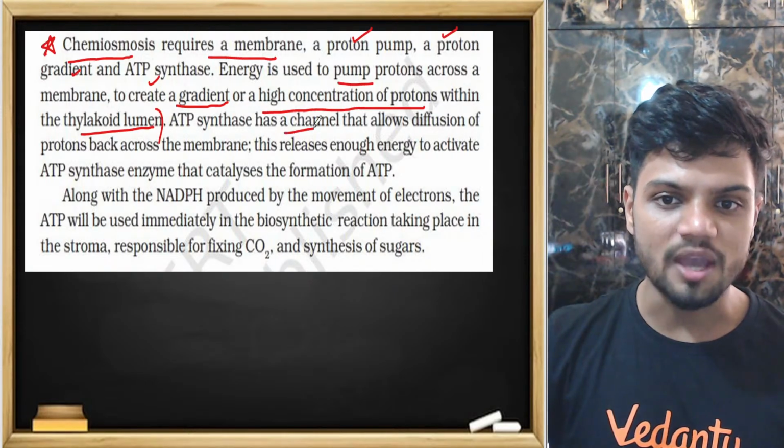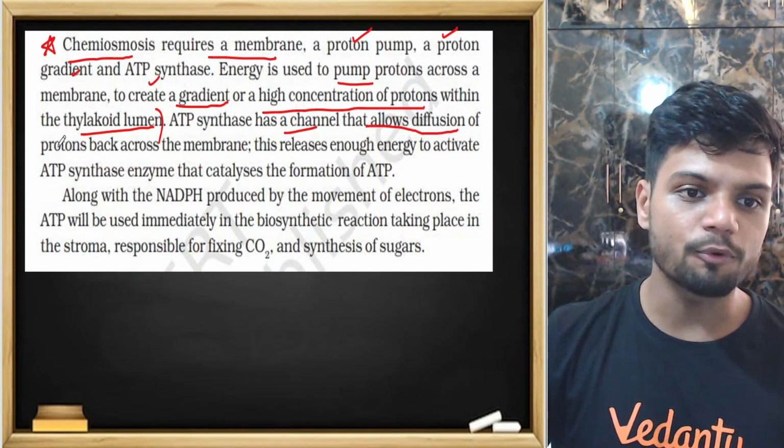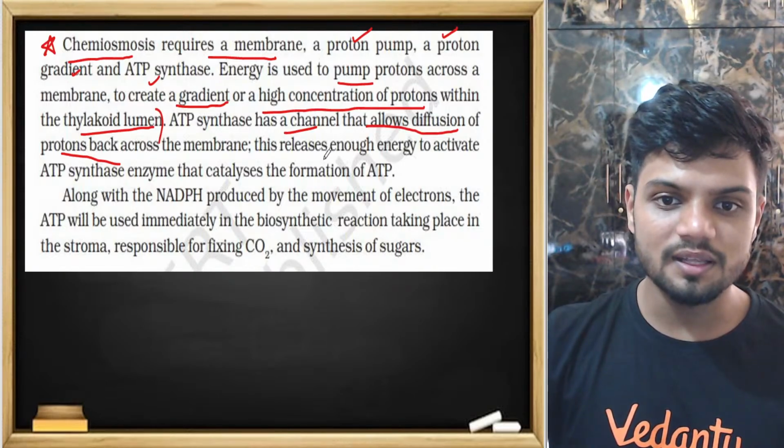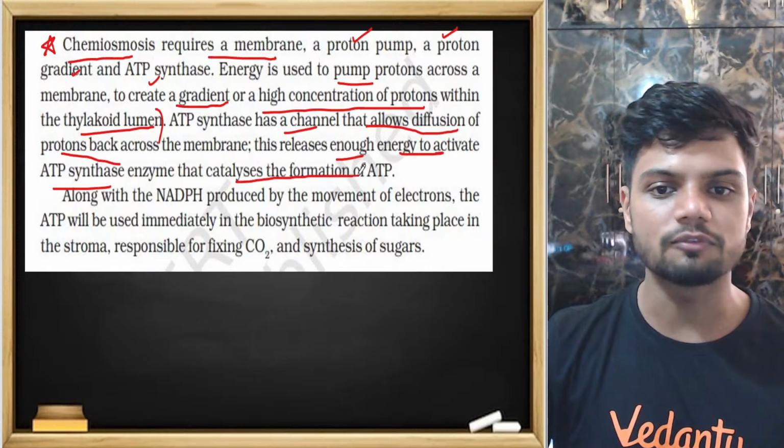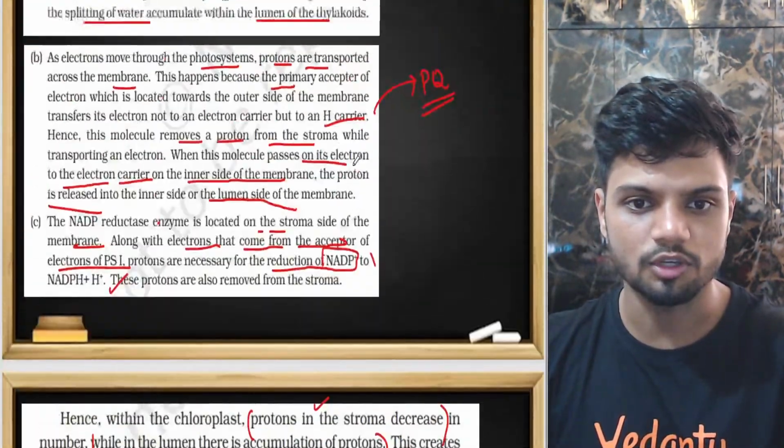ATP synthase has a channel that allows diffusion of protons back into the membrane. This releases enough energy to activate the ATP synthase enzyme and catalyze the formation of ATP. This is what they're talking about.